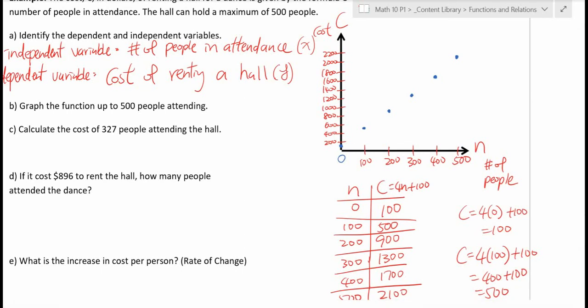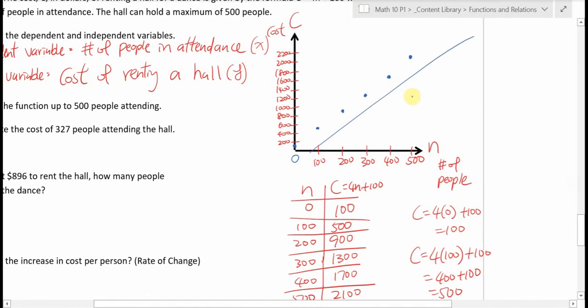Okay. Now the answer is no, we should not. The reason being, if you are connecting the dots, you're saying every single point on the line actually counts. If we join the line, for example, if you draw it like that, that means this is one of the points. That will make sense, but that point could be 300.5. But n represents people. You cannot have 300.5 people in attendance. That does not make sense.